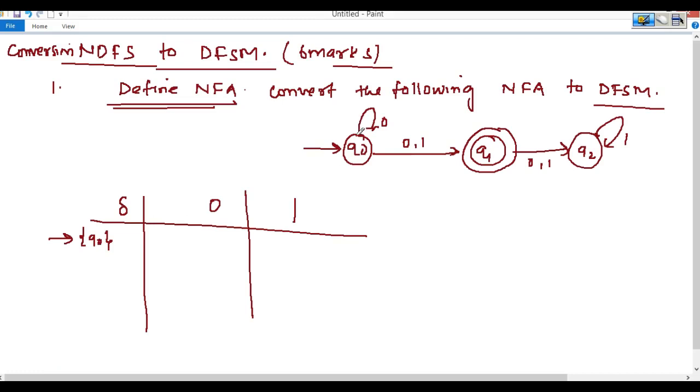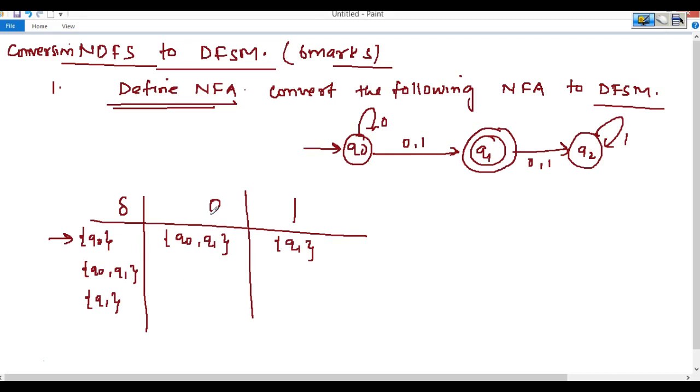Q0 on 0 goes to Q0 and Q1, so you write Q0 and Q1. Q0 on 1 goes only to Q1. If anything new appears in these two, you write it here. Q0 and Q1 is a new state, and Q1 also is new. If Q0 comes, it is already there, no need to write. So we write both here, Q0 and Q1, and Q1. If anything new comes, you write it down.